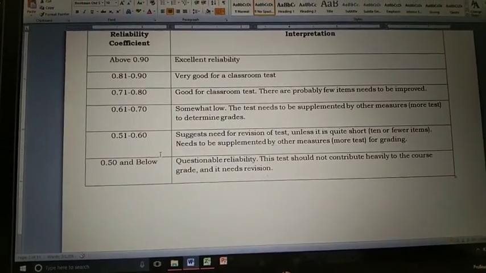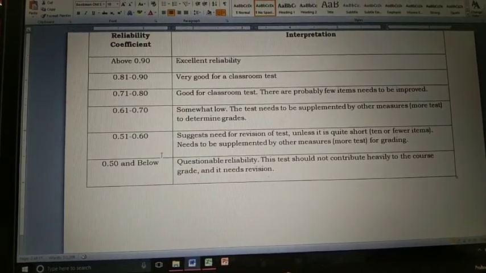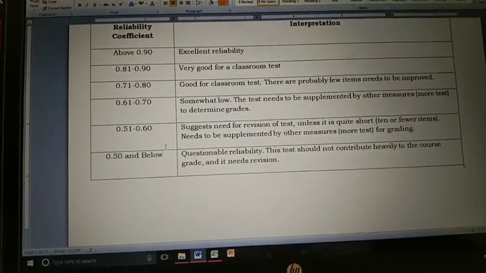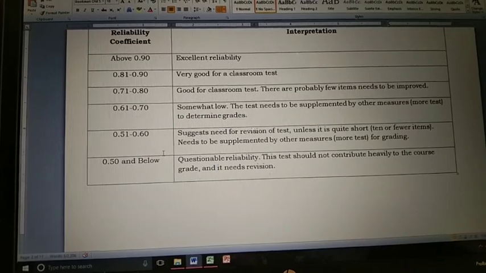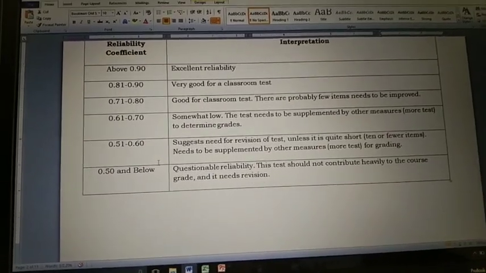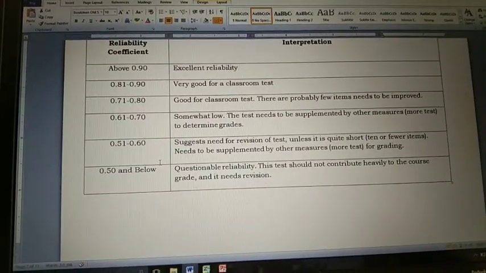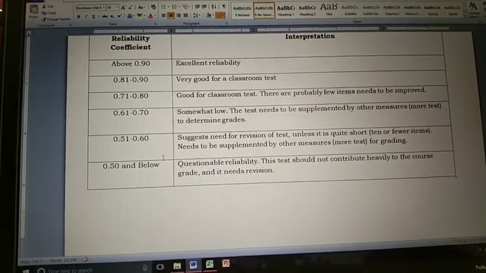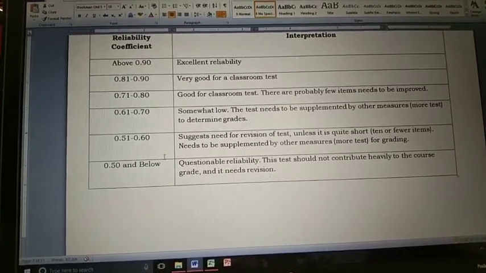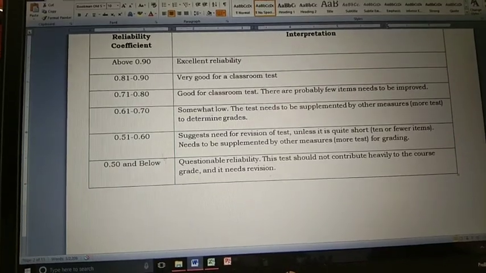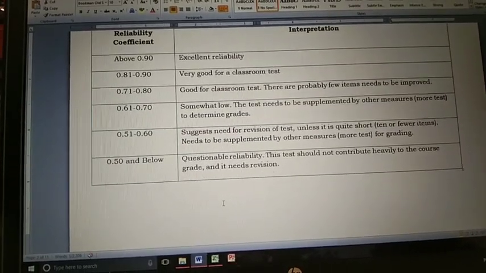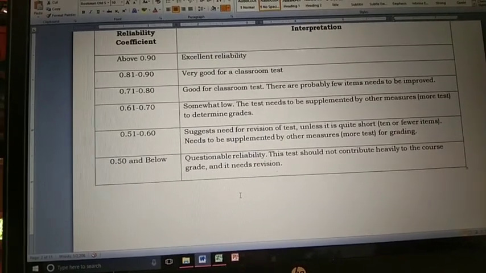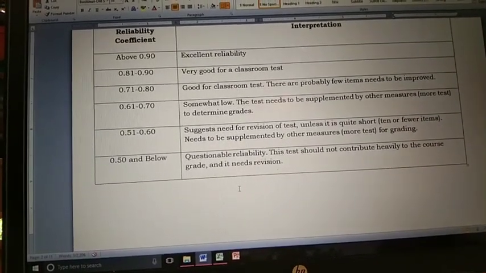0.51 to 0.60 suggests need for revision of tests unless it is quite short. 10 or fewer items needs to be supplemented by other measures, more tests for grading. 0.50 and below, that is a questionable reliability. This test should not contribute heavily to the course grade and it needs revision.